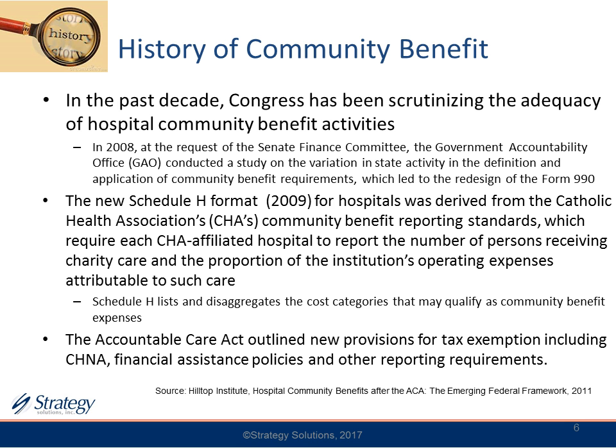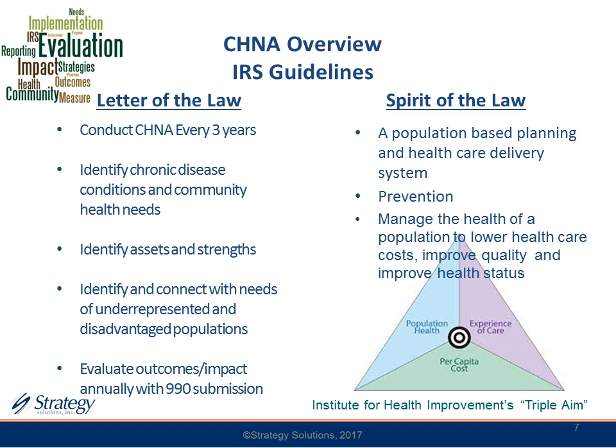And they actually sort of added to it moving forward with the Affordable Care Act and the CHNA, or the Community Health Needs Assessment Guideline, that came out in 2013. Now, the letter of the law related to community health needs assessment, as you all know, is that we do a needs assessment every 3 years. You've got to identify these chronic disease conditions. But the thing to remember is there's lots of guidelines we have to follow, but the spirit of the law is to create a population-based planning and healthcare delivery system and to really manage the health of the population to lower healthcare costs and improve quality and improve health status.